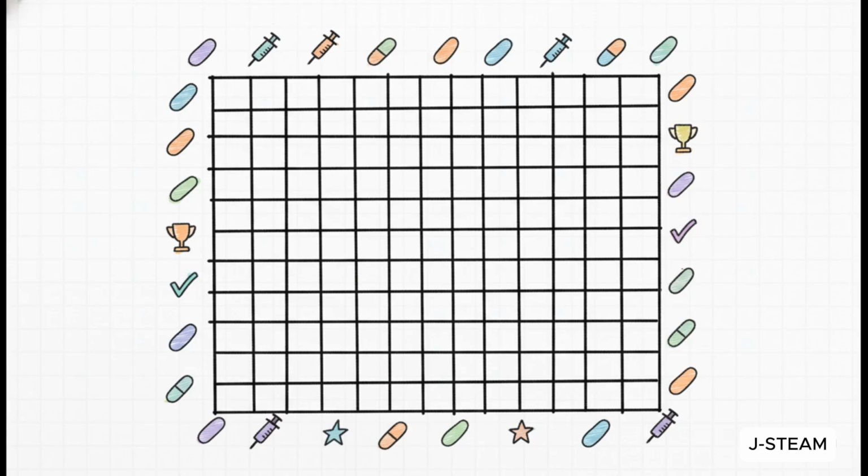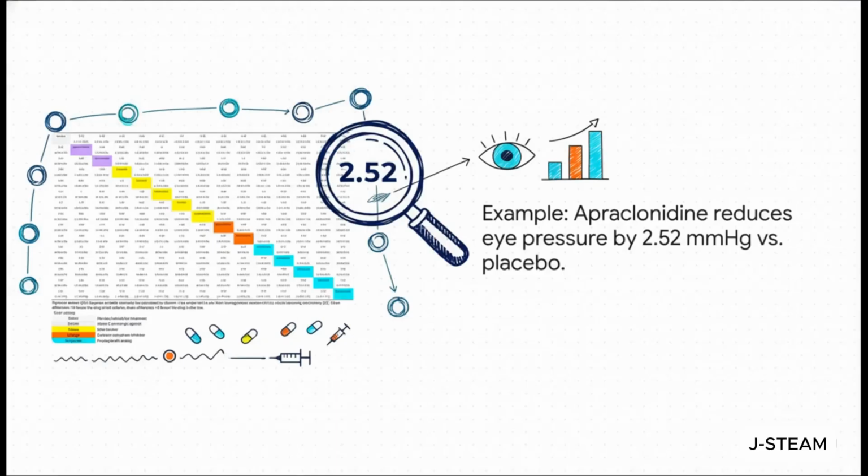Well, the answer is something called a league table. I know, this looks like a giant, scary spreadsheet, but it's actually really simple. You've got all the drugs listed across the top and down the side. To compare any two, you just find where their row and column intersect. So, for example, find aproclonidine in the second row, and then follow it over to the first column, which is placebo. That number, 2.52, tells us that aproclonidine is estimated to lower eye pressure by 2.52 millimeters of mercury more than the placebo does. Every single possible comparison is right here in one table.